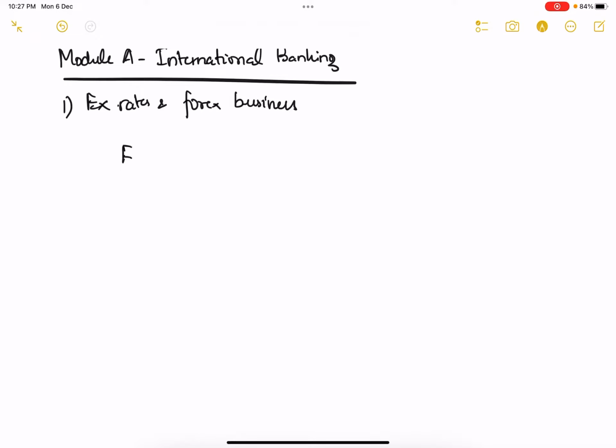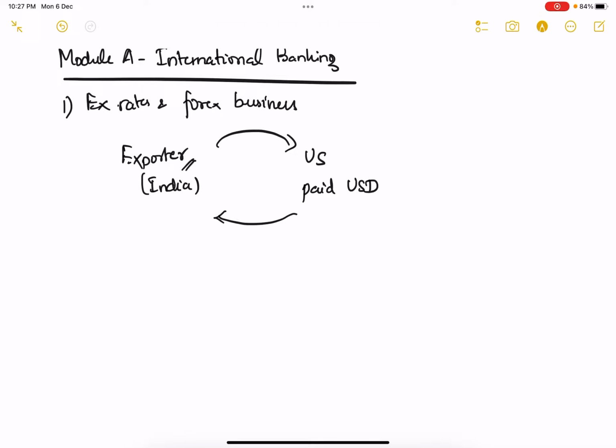For example, I am an exporter who manufactures goods in India and I export goods to the US. Obviously, it will be paid in US dollars. So as an exporter, I have to convert the US proceeds of the bill to INR, because I will be getting a bill from the US in terms of US dollars. So I will have to convert this USD into INR. So here comes the need for exchange of currency.